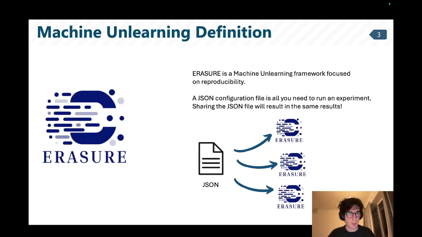ERASURE is focused on reproducibility. What we mean by that is that in order to run your experiment, all you need is to configure a JSON file. So a JSON configuration file that you can then share with everyone using ERASURE will yield the same results every time thanks to our seeding system. This is made in order to enhance reproducibility throughout research groups.